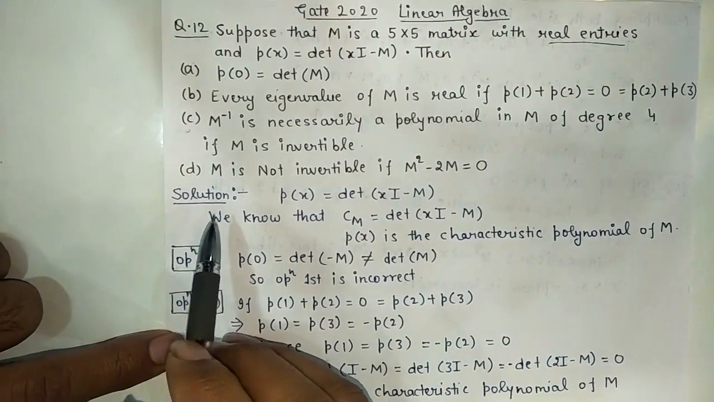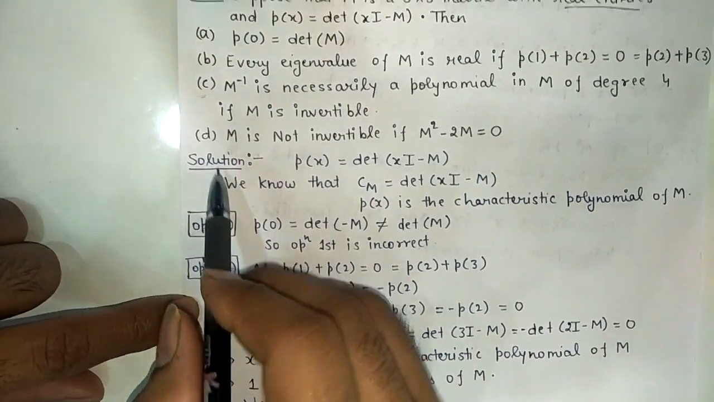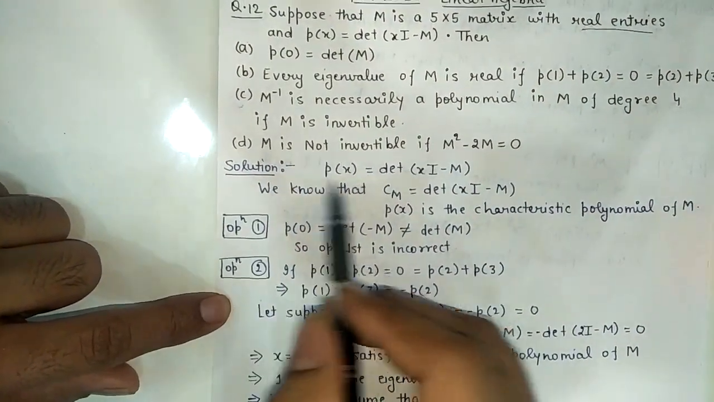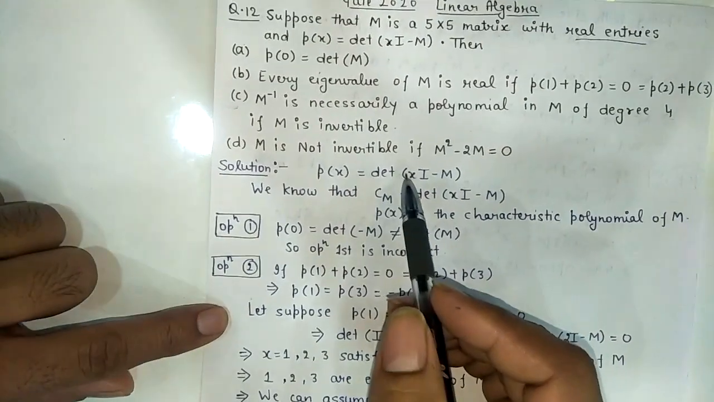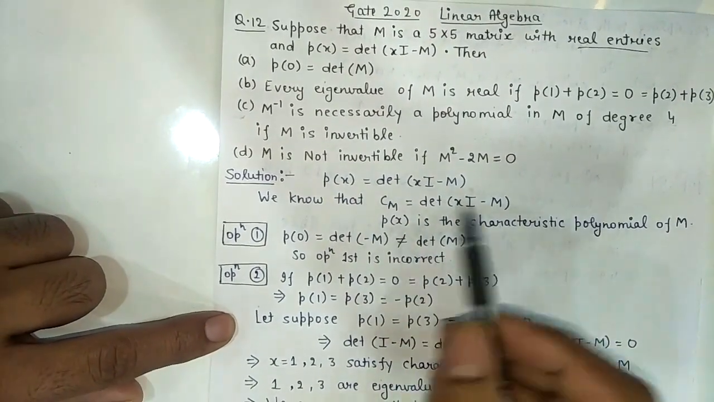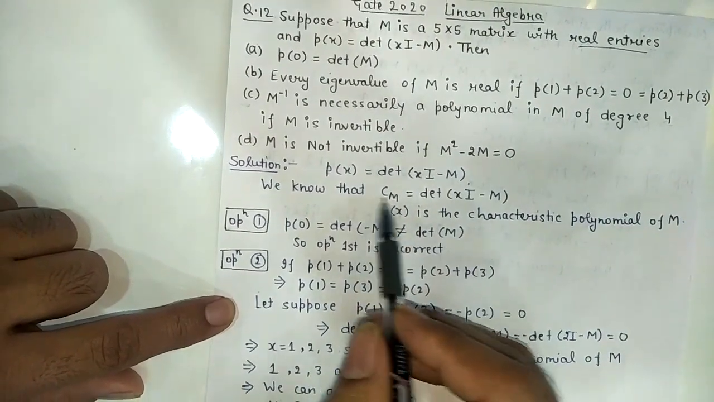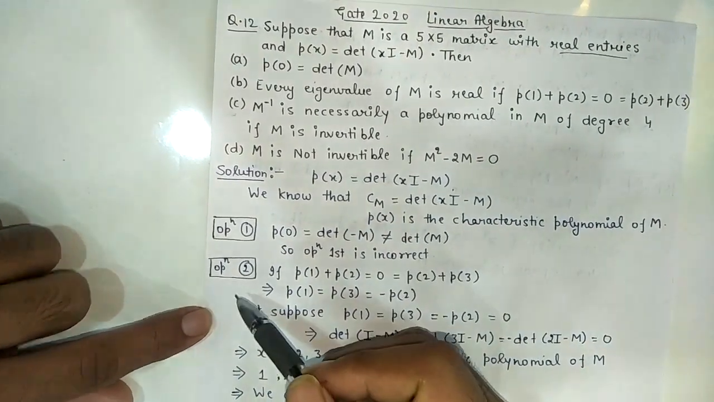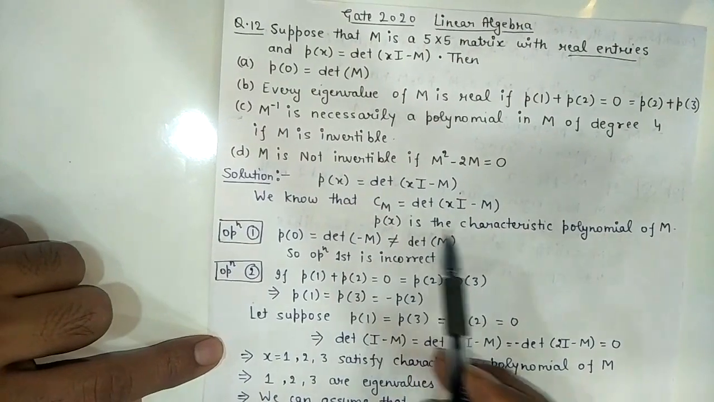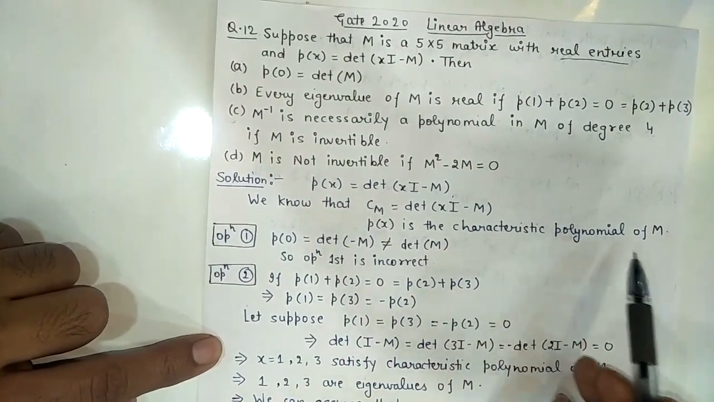So now we start the solution. We are given that P(x) is equal to the determinant of xI minus M, and we know that the determinant of xI minus M is the characteristic polynomial of M. So P(x) is the characteristic polynomial of M.